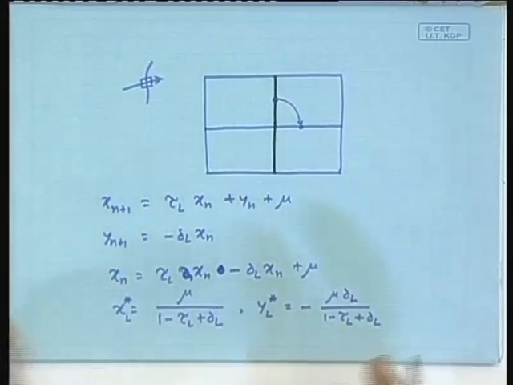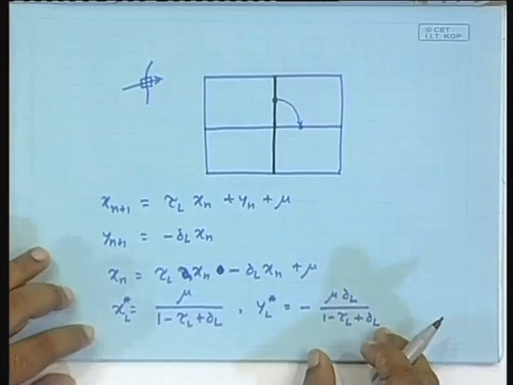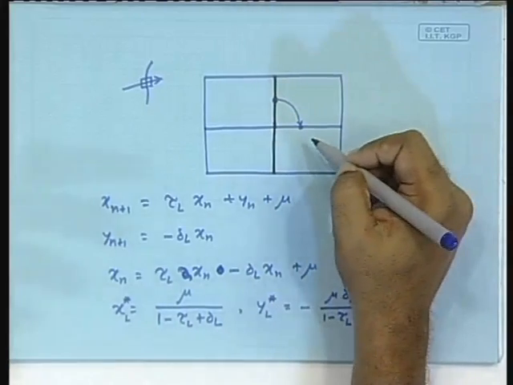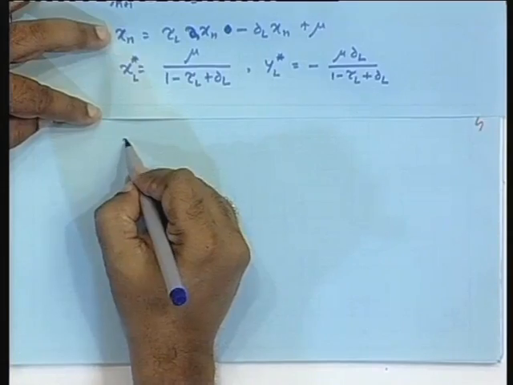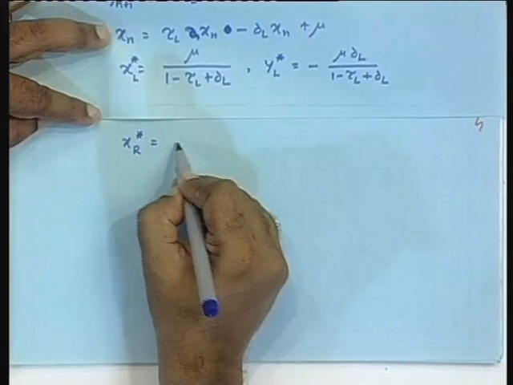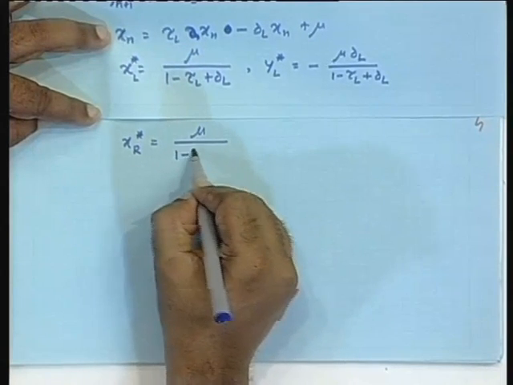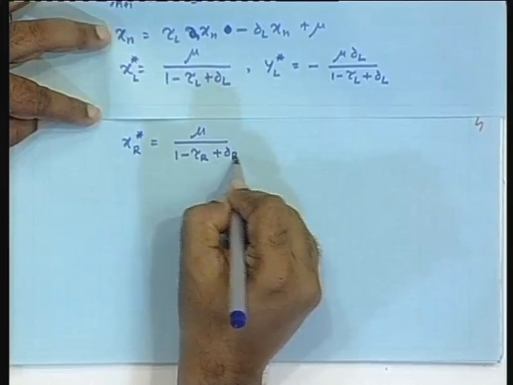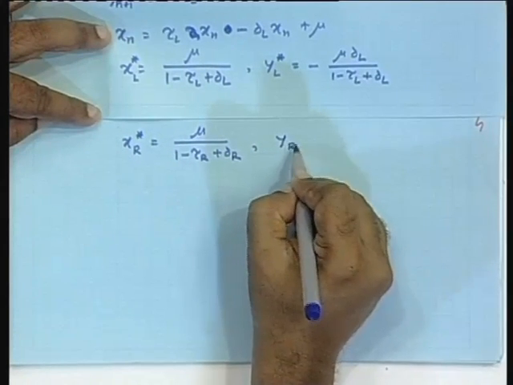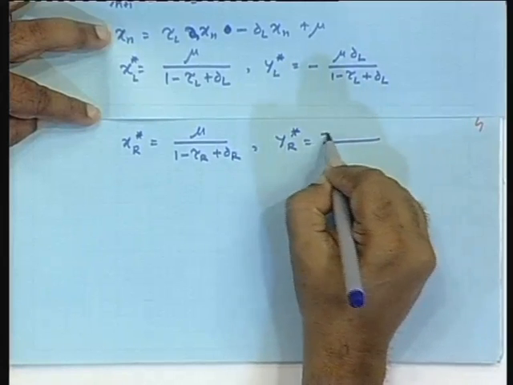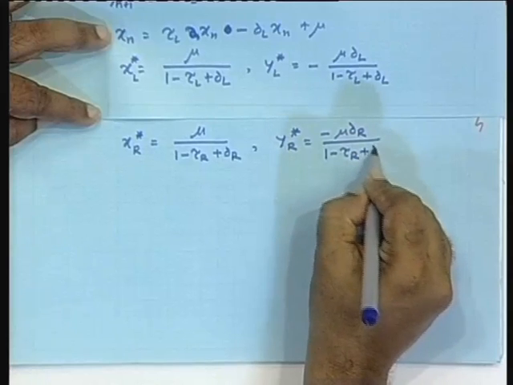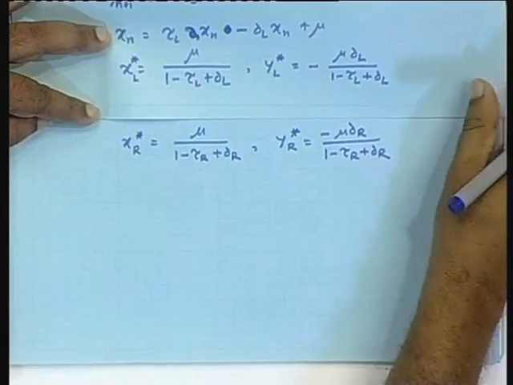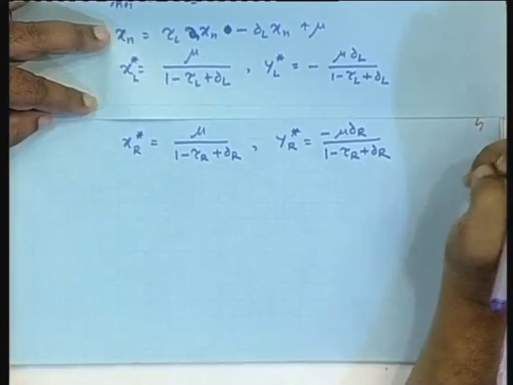It is not difficult to see that similarly you can obtain the quantities of the right hand side, that means you can calculate the fixed point that exists in the right hand side, and that would be given by, in absolutely similar way, x R star is equal to mu by 1 minus tau R plus delta R, and y R star is equal to minus mu delta R over 1 minus tau R plus delta R, right. So, these two are the equations for the left hand side and the right hand side fixed points.